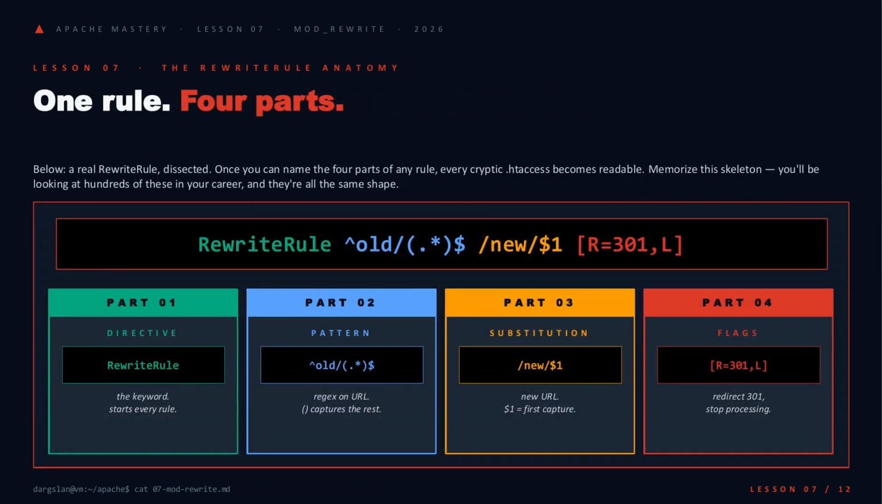Now let's zoom in on RewriteRule itself, because this one line is the skeleton you'll see everywhere. Look at it left to right. The directive, RewriteRule, just the keyword that starts things off. Then the pattern, a regex matched against the incoming URL, with parentheses capturing whatever you want to reuse. Then the substitution, the new URL, where $1 pulls in that first capture. And finally, the flags in brackets. Here, redirect with a 301 and stop processing. Directive, pattern, substitution, flags. 4 slots, every single time.